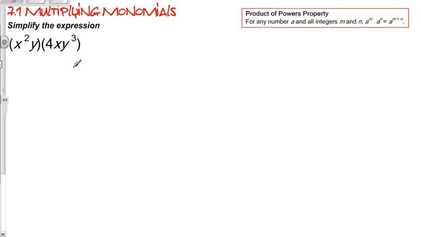Okay, in section 7.1, we took a look at a number of exponent properties. The example that you're looking at now focuses on the product of powers property that you can see in the upper right-hand corner. Basically, what that property says is that anytime you have a variable or an integer that is raised to another power, as long as you have two of them with the same base, you can add those exponents together.